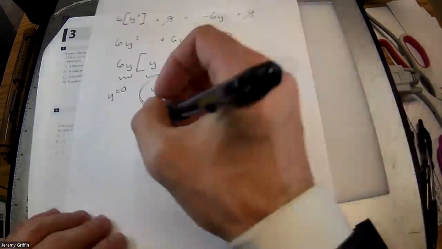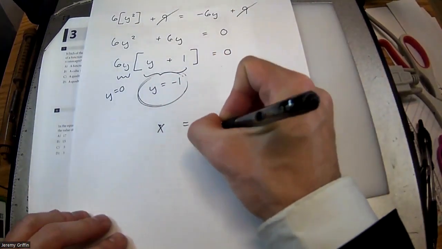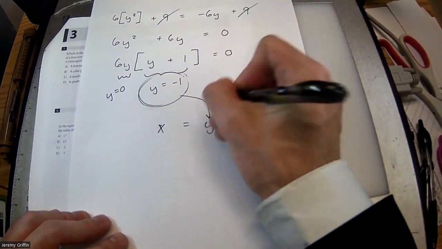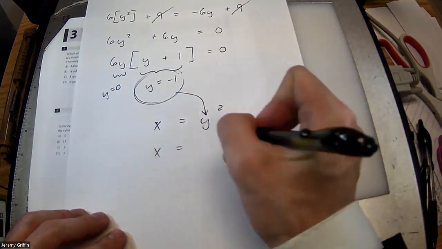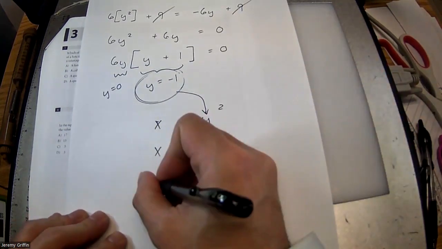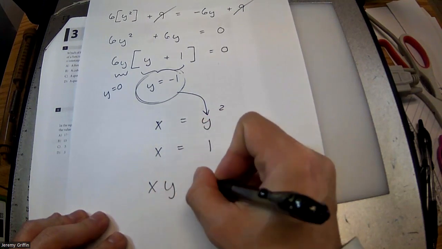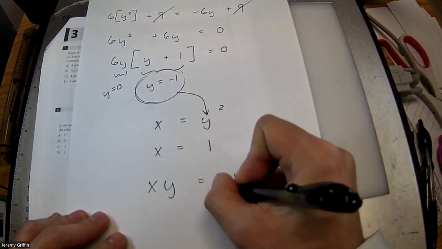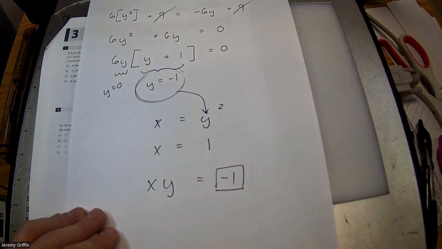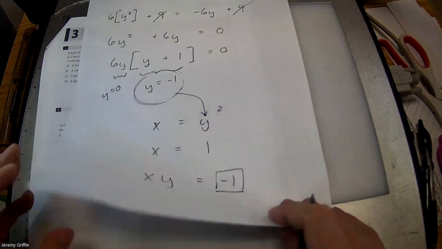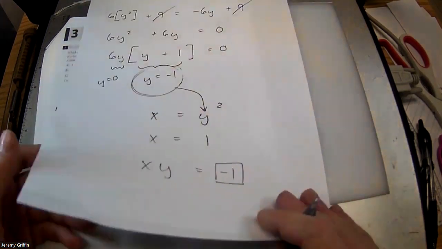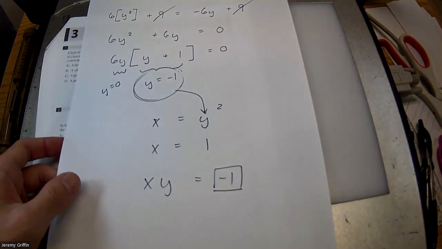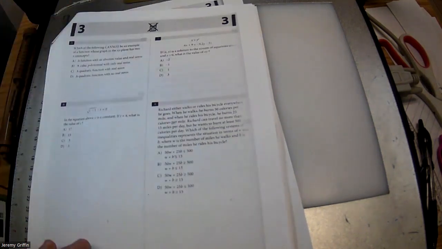The other thing is they really ask for what is x times y. So let's go back to x is equal to y squared. If you plug in -1 right there, then x must be equal to 1. So xy equals this 1 times this -1, which is -1. Which is either B or C. Well, in this case, B. So 7 is B. You guys got 7B? 7 is B.